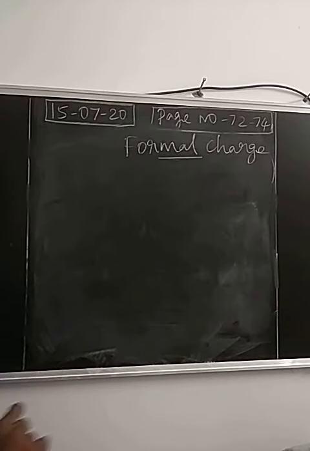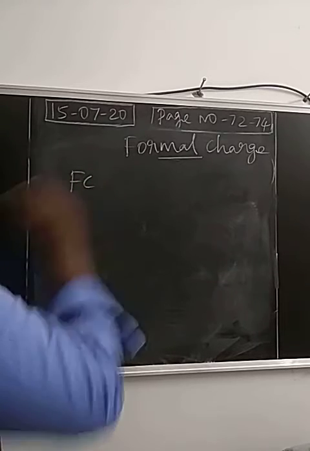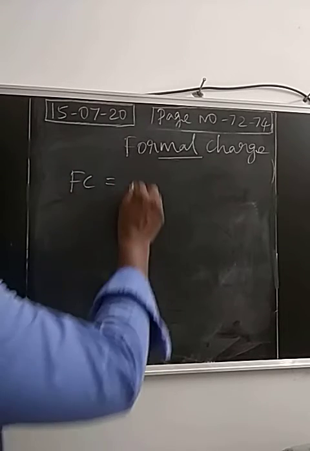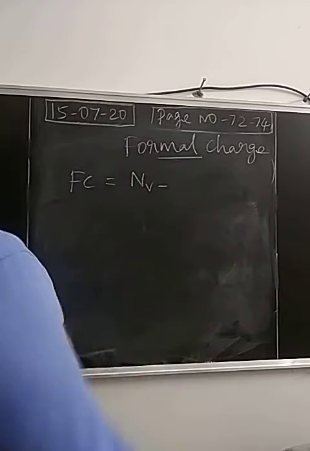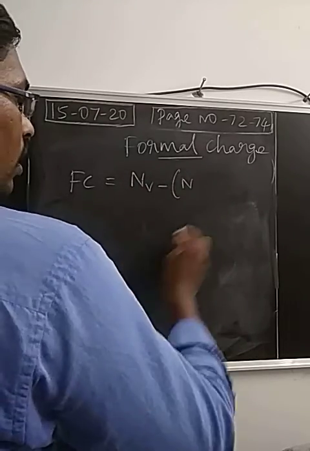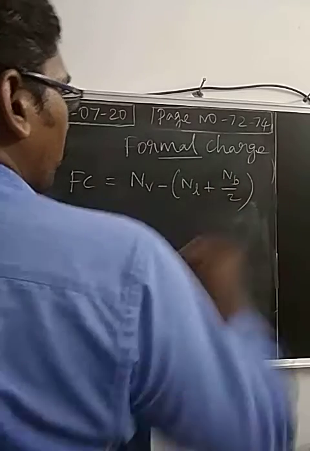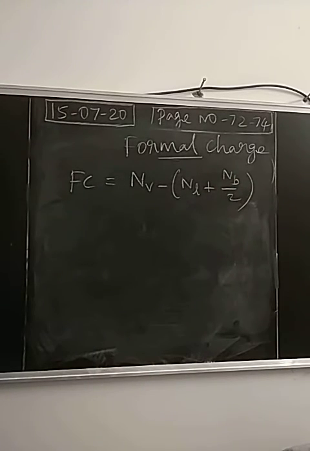So formal charge is defined as the difference between the number of valence electrons of an atom in isolated state and the number of electrons assigned to an atom in the Lewis dot structure. The formal charge formula is equal to NV minus NL plus NB by 2. For this formula, 1 mark will be given.